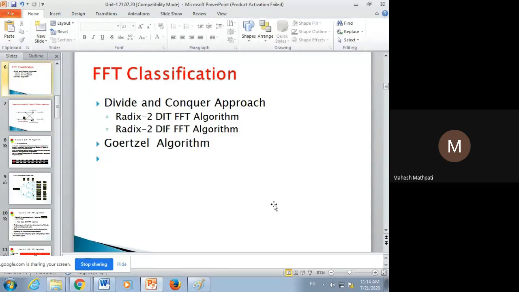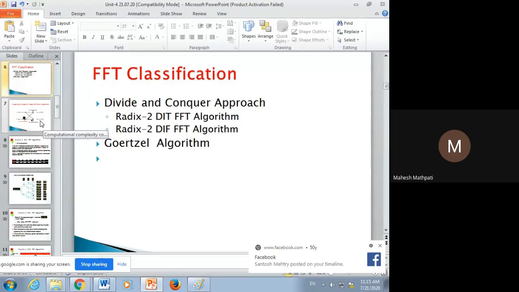Have you noted the classification? Yes, sir. So first, based on the divide and conquer approach, we are classifying FFT as radix 2 DIT, where DIT stands for decimation in time FFT algorithm, and radix 2 DIF, decimation in frequency FFT algorithm. And next one, based on the linear filtering operation, is classified as the Goertzel algorithm, right? So this is very important for the calculations again.